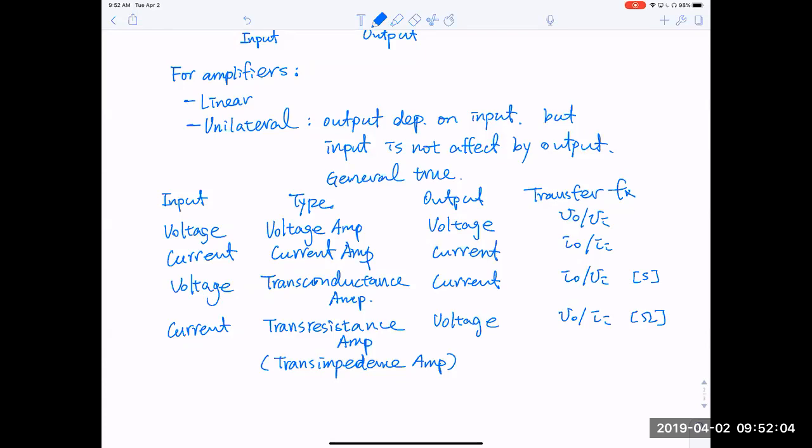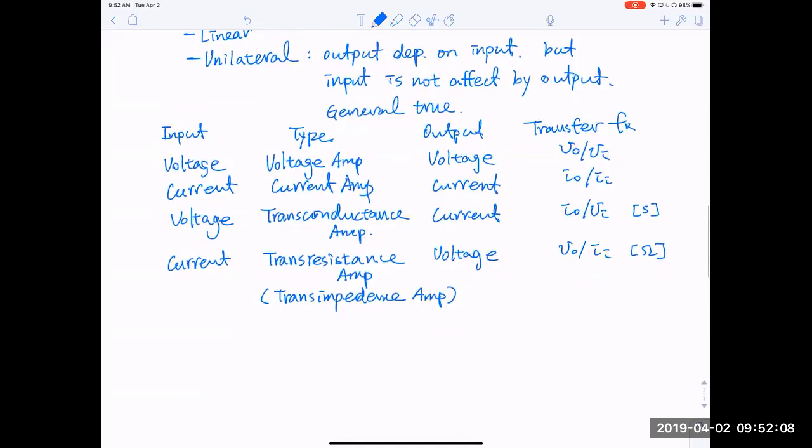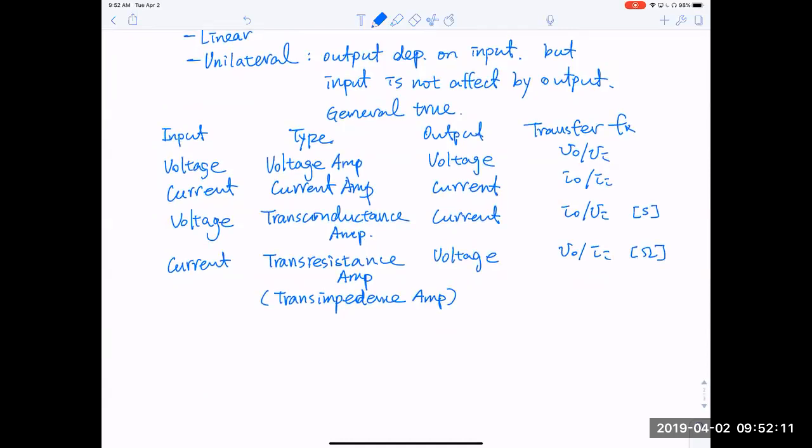All of them are used. The last one is used very frequently in communication circuits if your signal is current. For example, in fiber communication, when you detect the signal, which is a photocurrent, the nature is a good example that the source is current. So the first stage amplifier is a transimpedance amplifier.